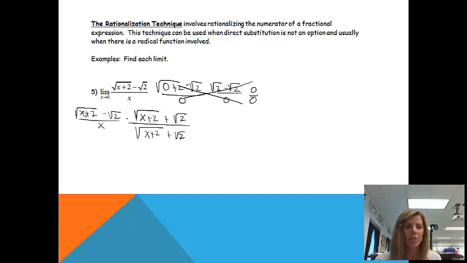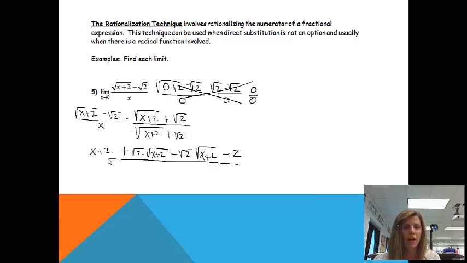So now what I'm going to do is actually multiply the numerators and then multiply the denominators. When I multiply the numerators, I'm going to go ahead and use the distributive property. So I'll take the square root of x plus 2 times the square root of x plus 2, which will give me just x plus 2. And then when I take the square root of x plus 2 times the square root of 2, I will get plus square root 2 square root x plus 2. And now when I take my minus square root of 2 times the square root of x plus 2, I'll get minus square root 2 square root x plus 2. And then minus square root of 2 times square root of 2 is minus 2, because the square roots cancel out. And then all over.